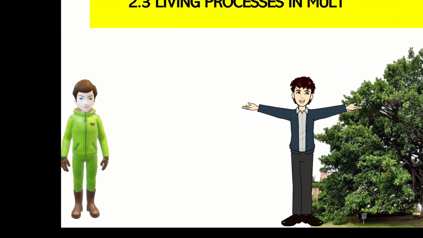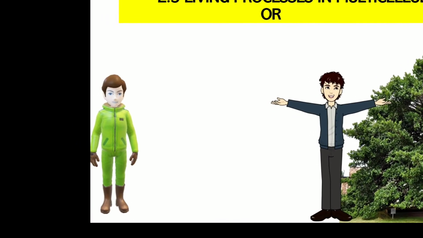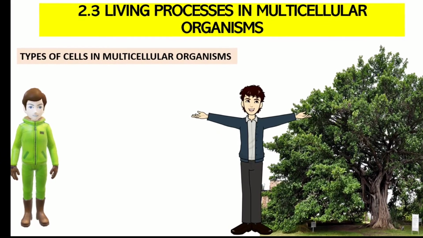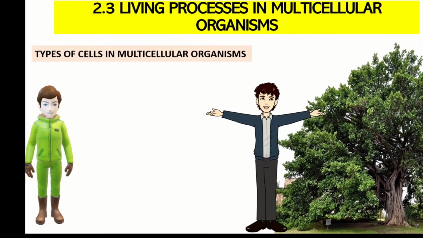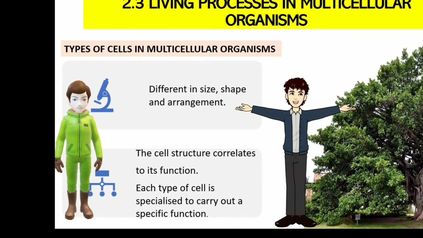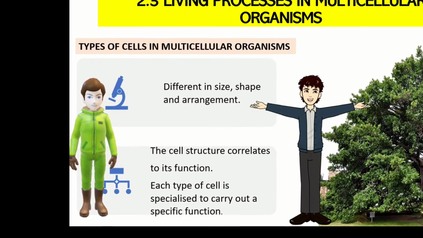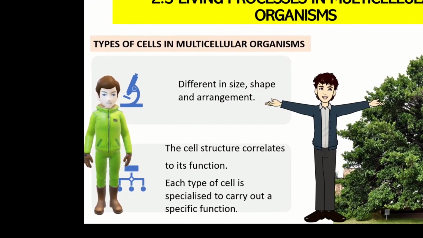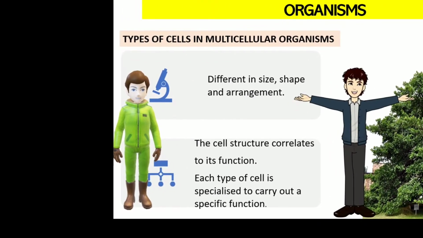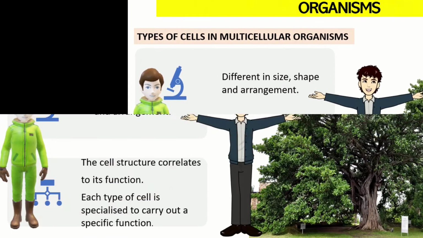So today we are going to continue subtopic 2.3 about the living processes in the multicellular organism. There are various types of cell in the multicellular organism, which have differences in size, shape, and also arrangement. The cell structure correlates to their function, and each type of cell is specialized to carry out its specific function.